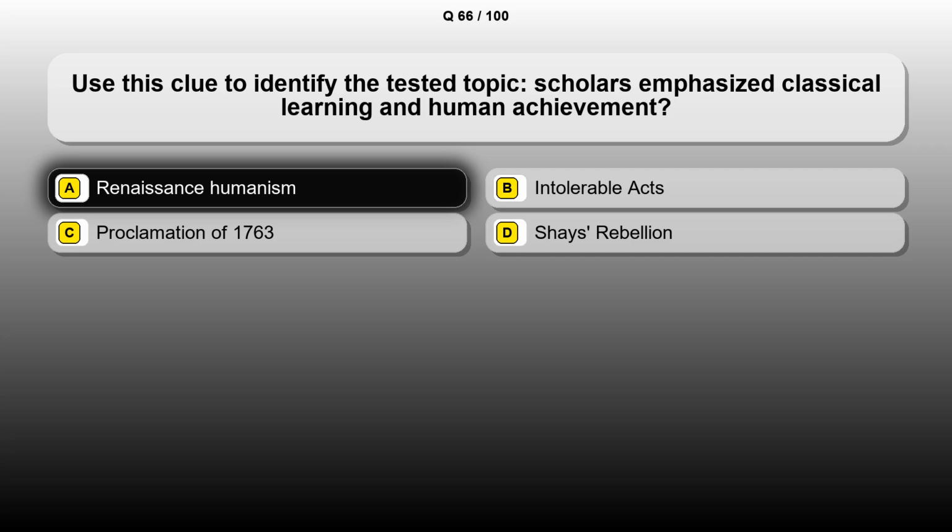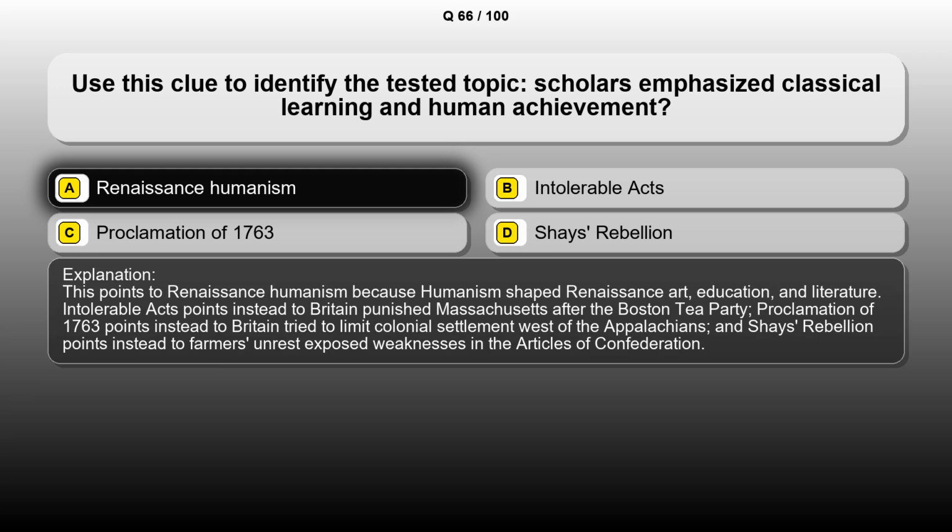The correct answer is option A, Renaissance humanism. This points to Renaissance humanism because humanism shaped Renaissance art, education, and literature. Intolerable Acts points instead to Britain punished Massachusetts after the Boston Tea Party. Proclamation of 1763 points instead to Britain tried to limit colonial settlement west of the Appalachians, and Shays Rebellion points instead to farmers' unrest exposed weaknesses in the Articles of Confederation.